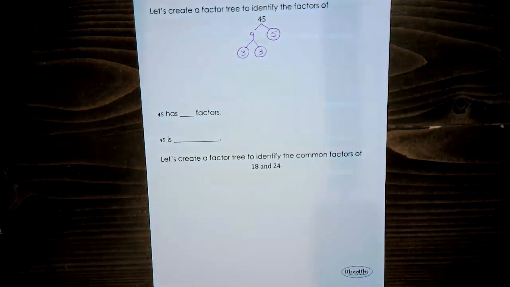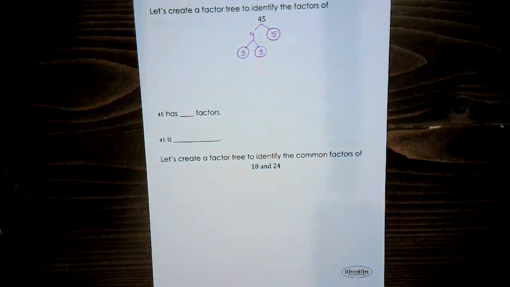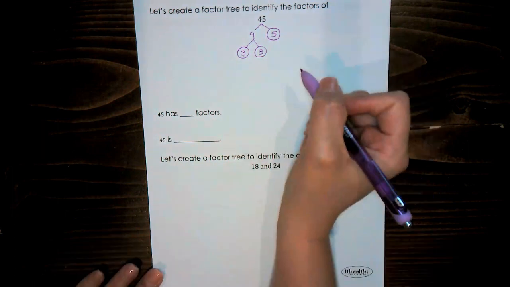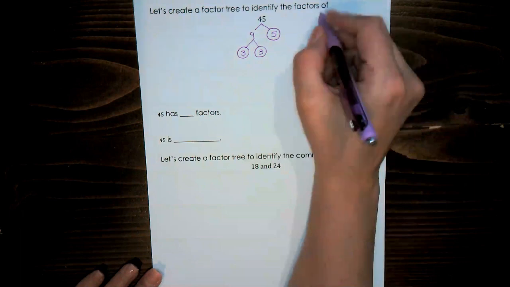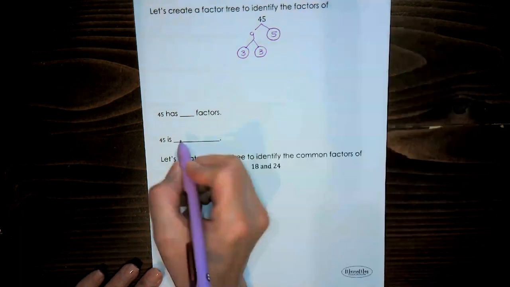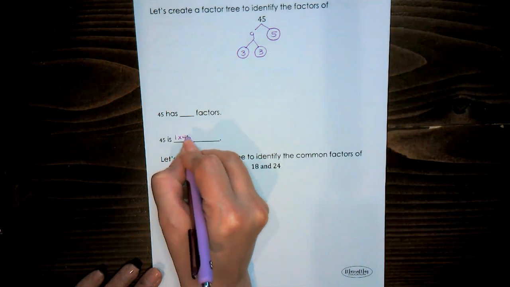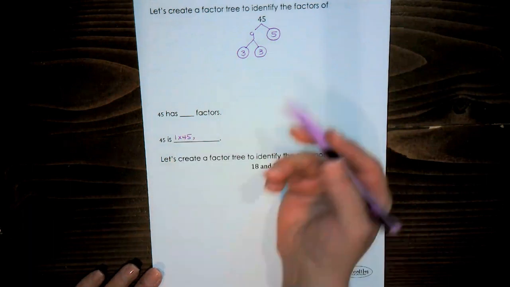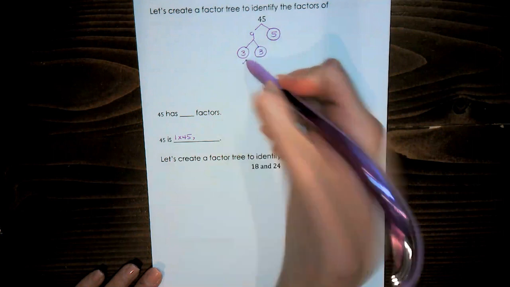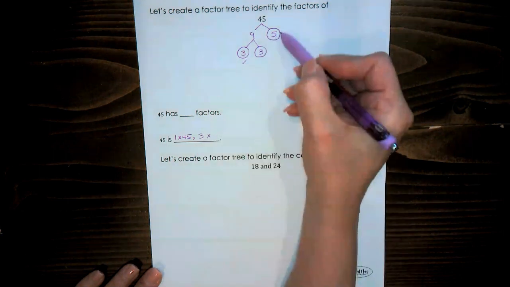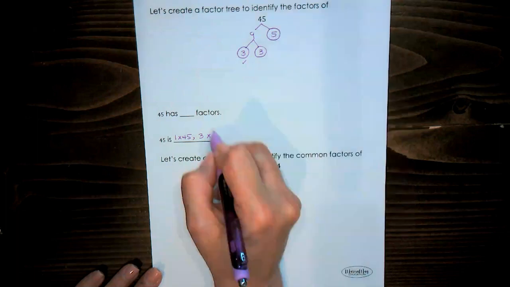Now, here's the interesting part of when we create a factor tree. We have to look at all the combinations. So I'm going to list over here. 45 is 1 times 45. That one was pretty given. The next one we'll do is 3 times, and then you multiply the other 2 branches. So 3 times 5 would be 15.